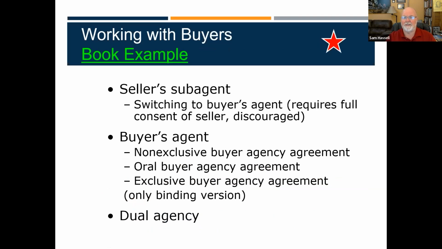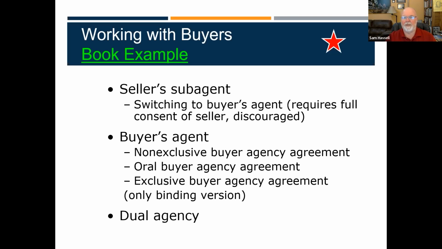Switching to the buyer's agent, or back and forth, requires full consent. You're going to have to get the buyer's permission, the seller's permission, and the seller's agent's permission. You probably will not be able to do this. So we need written buyer's agency agreements. We need written listing agreements as soon as we can.